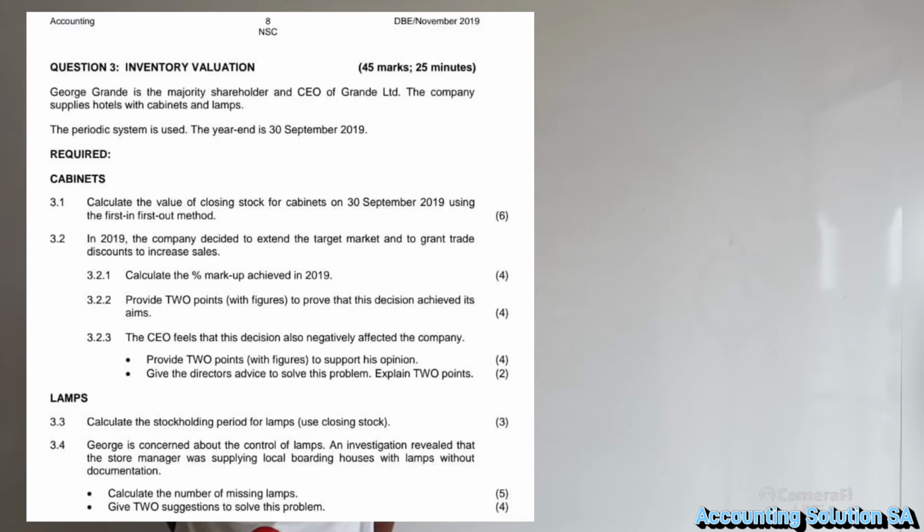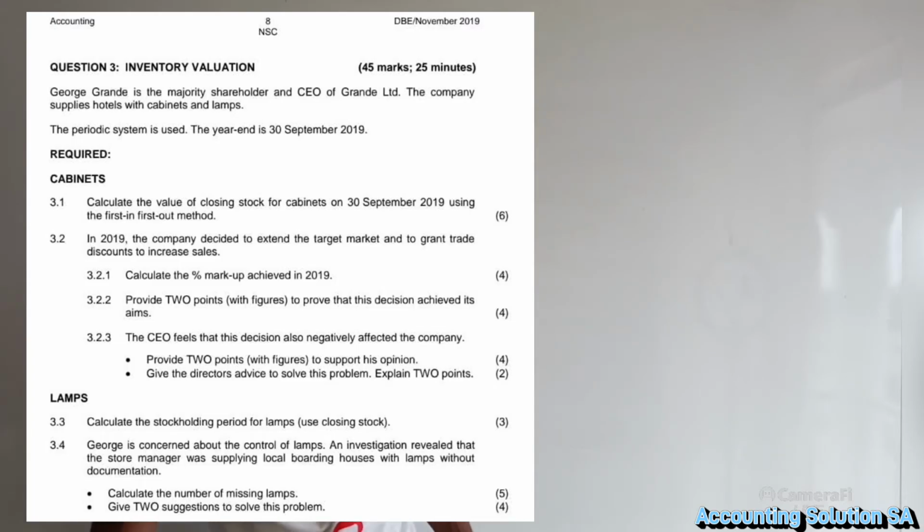So they give us the information. Let's read the information. George Grant is the major shareholder and CEO of Grant Ltd. The company supplies hotels with cabinets and lamps. The periodic system is used. The year end is 30 September 2019. Required 3.1: Calculate the value of closing inventory for cabinets on 30 September 2019 using the first in, first out method. Okay, we're going to do that first, then we proceed.